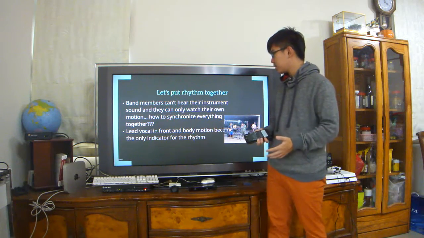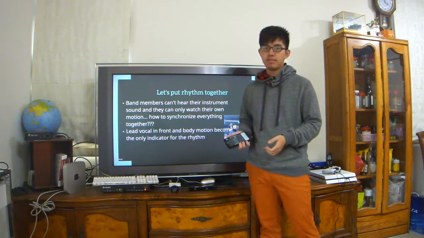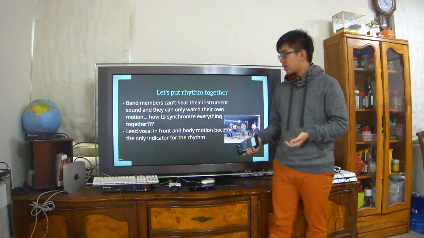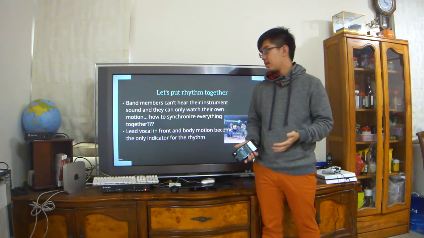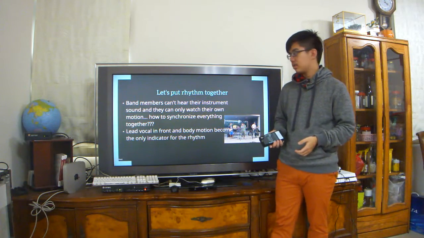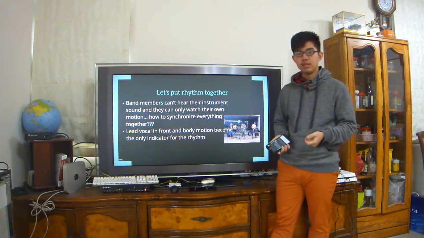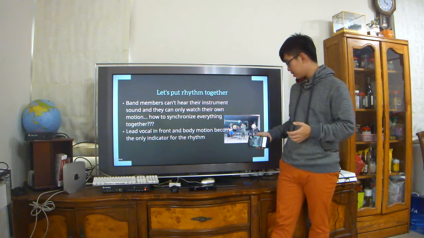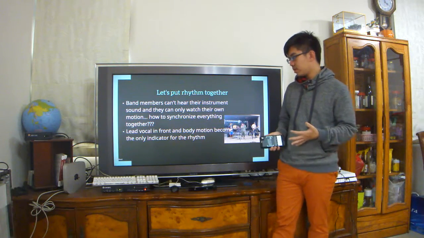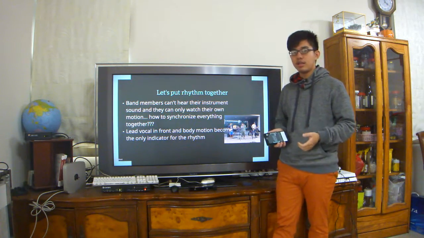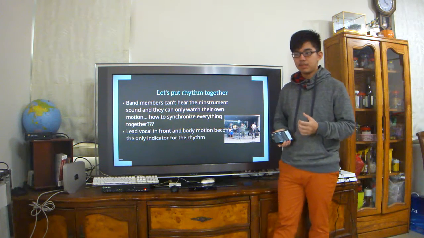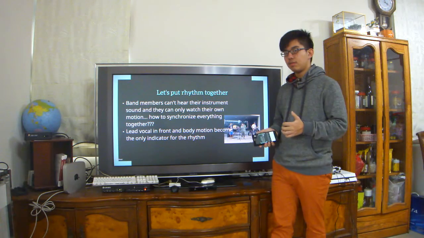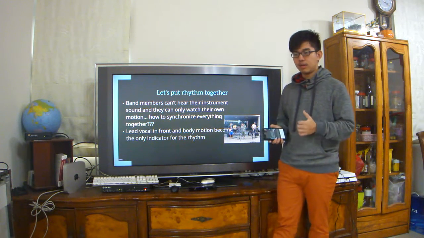And here are some of the problems that occurred in our band practice. When we are practicing, our members can only hear their own instrument sound, and they can only watch their own motion. So this is the problem: how to synchronize everything together. And as the lead vocal, I have to stand in front of the band and do the body motion, and because they can't hear the other instruments, they have to follow my singing, my pitch, to make the performance better, because they might not know when to enter some part of the song.